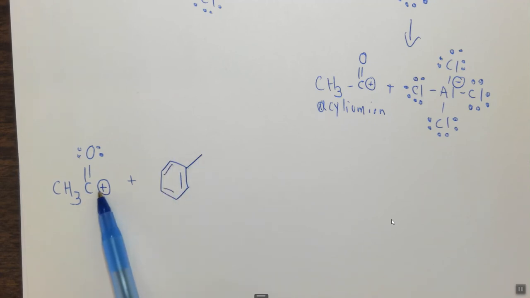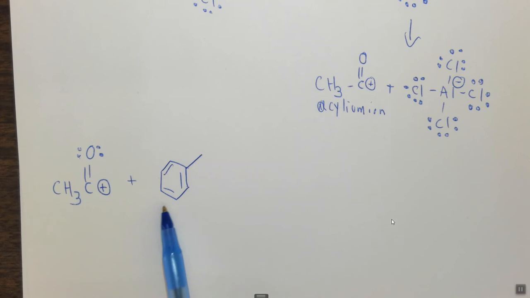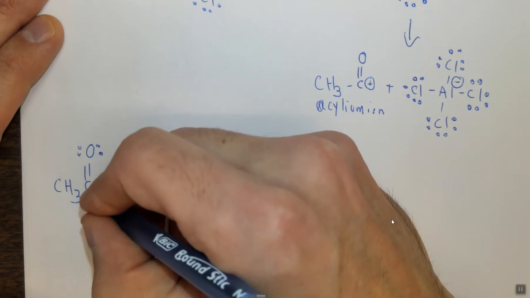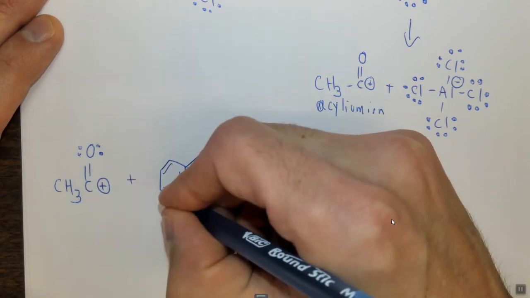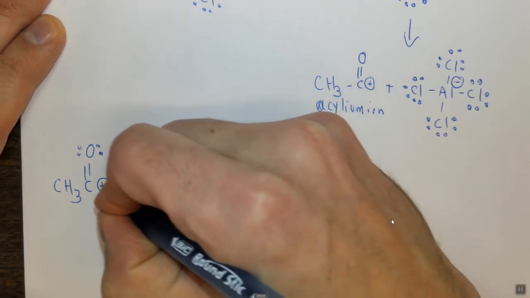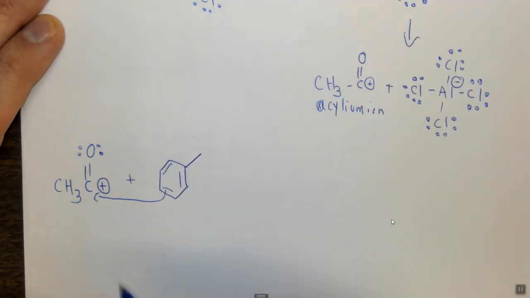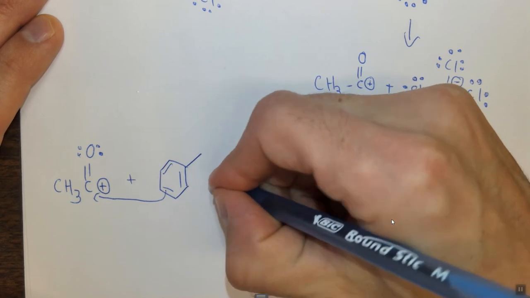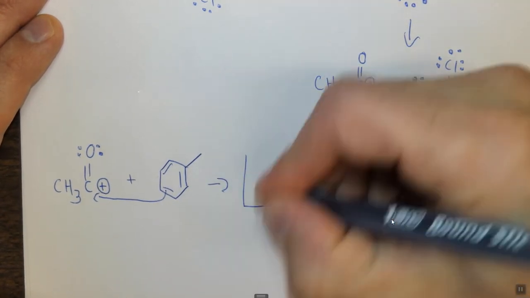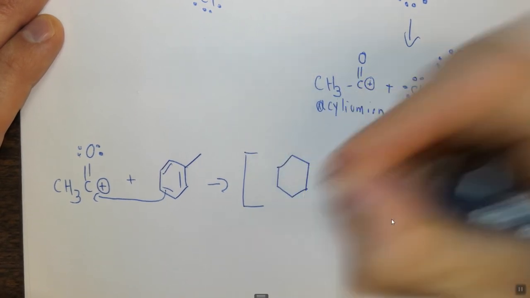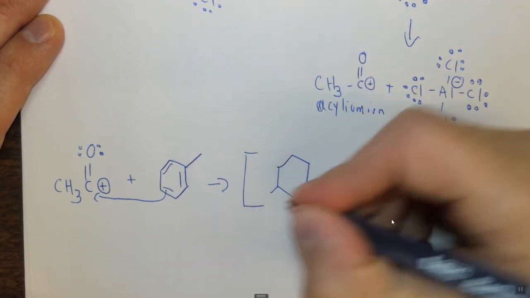So what I want to look at is the attack of this acylium ion on the para position. So essentially what happens is the attack by the para position onto this. So these electrons come here. Okay, this is an electrophile. The double bond here, the pi bond, is the nucleophile, and what we end up with is this molecule. We end up with, here, we now have a new bond.